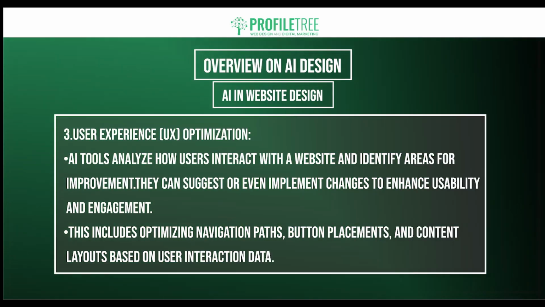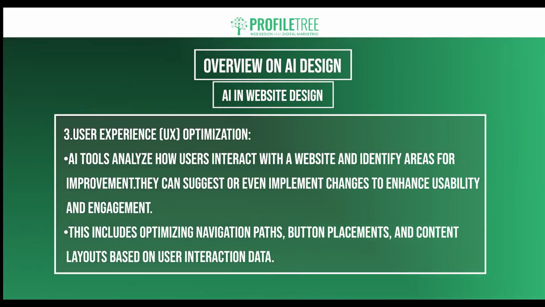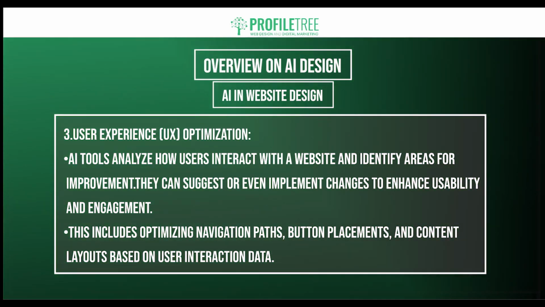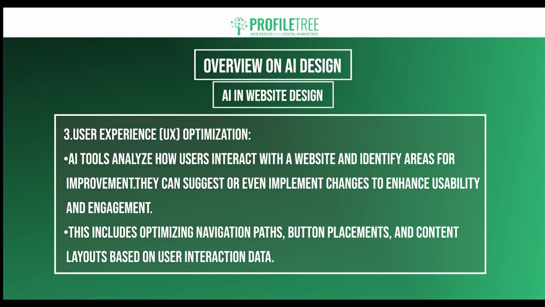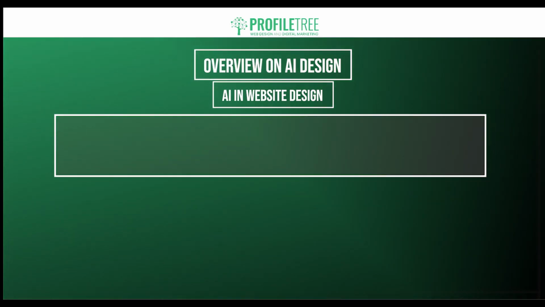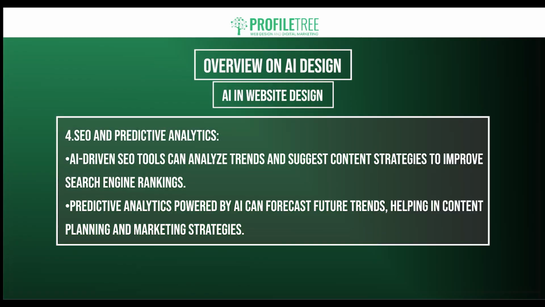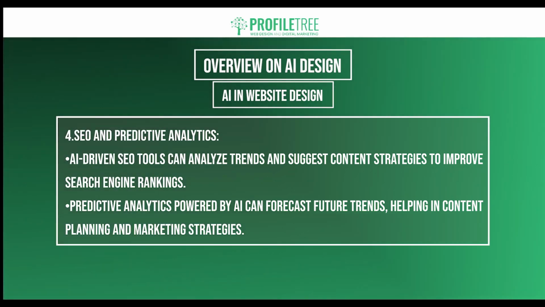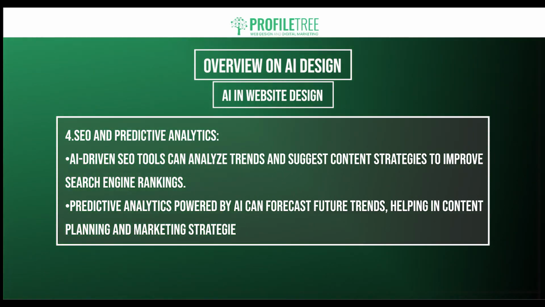Number three is the user experience, and that's UX optimization. AI tools analyze how users interact with a website and identify areas for improvement. They can suggest or even implement changes to enhance usability and engagement. This includes optimizing navigation paths, button placements, and content layouts based on user interaction data. Number four is SEO and predictive analytics. So AI-driven SEO tools can analyze trends and suggest content strategies to improve search engine rankings. Predictive analytics powered by AI can forecast future trends, helping in content planning and marketing strategies.